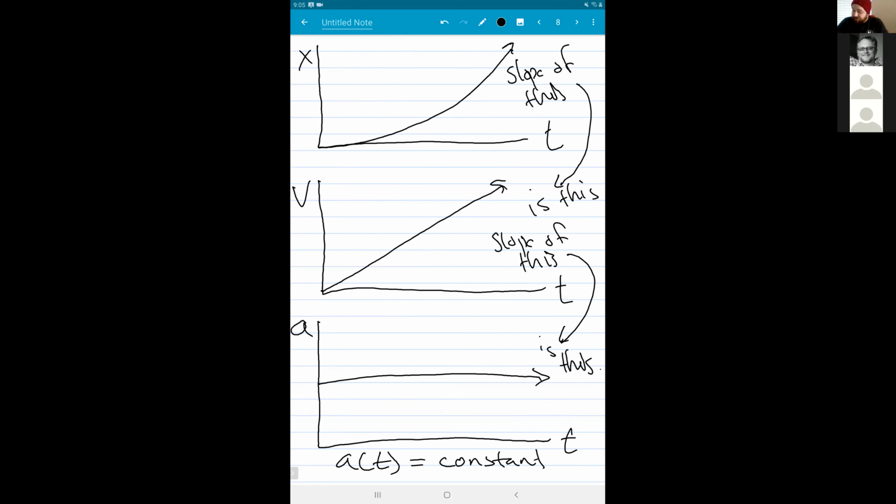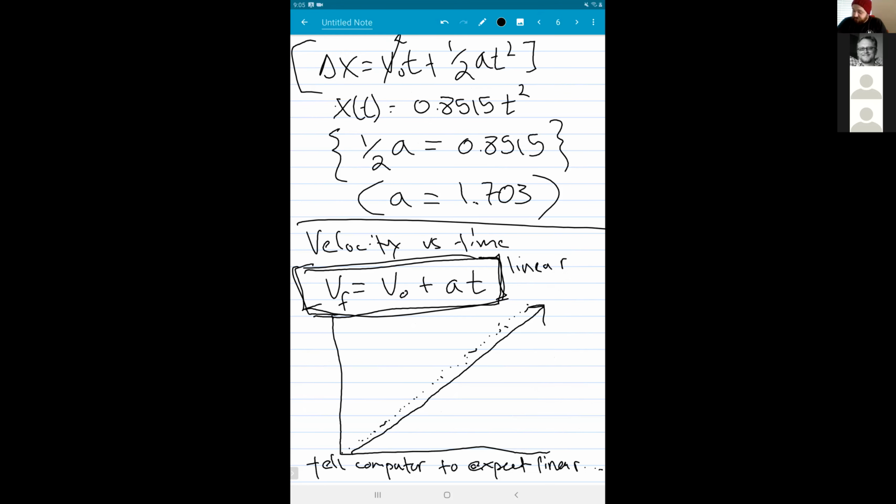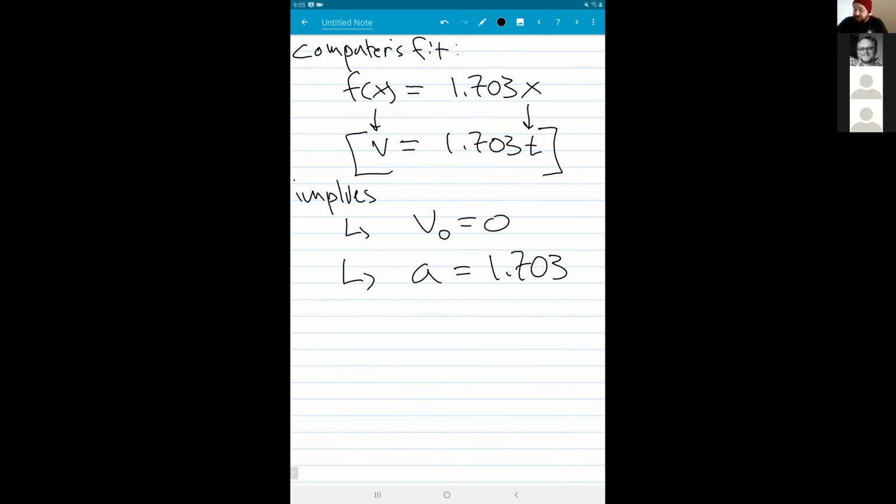Same thing happens over here with our velocity one, right? We know it's going to be v naught plus a t. The computer tells us, hey, it's 1.703x. Oh, so that means it's 1.703t. So it means a is 1.703.